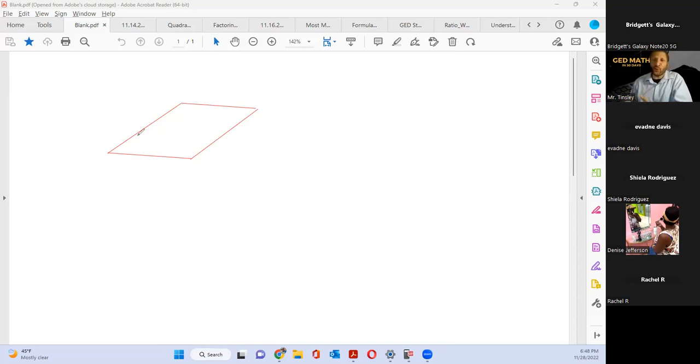Remember, instead of length and width now, I'm using base and height. So this is my base, the foundation of my shape, and the height is right there. The height goes from this vertex here straight down at a 90 degree angle to the base. So your height must touch your base. So what is my area?